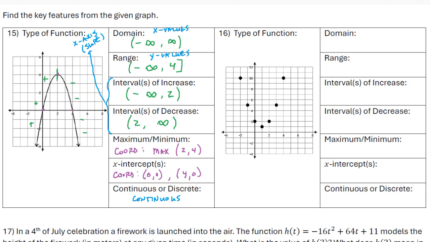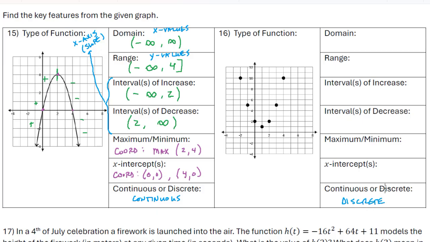Question number 16 of our Unit 1 test review. We just came from 15. Let's take a look at 16 now. So now, class, the interesting part is this is not a continuous function or table. This is discrete. So we can actually write that right now. Just a set of points. This is a discrete graph.